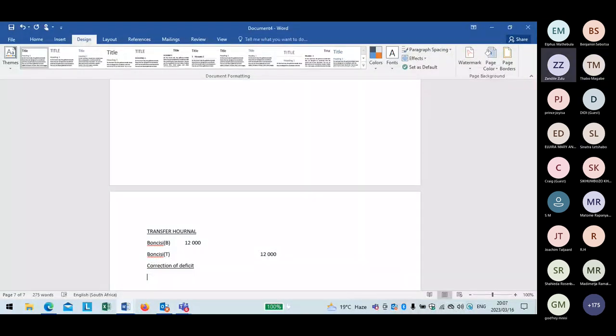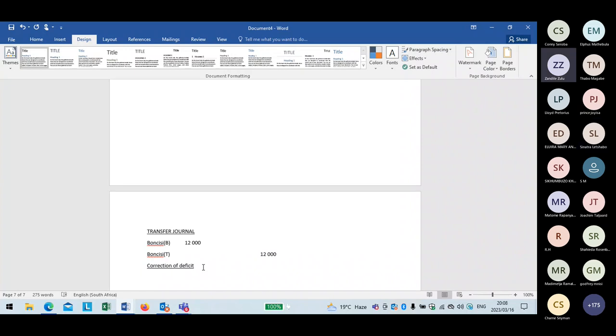By paying from your business account, through a transfer. And when you pay from the business account, which book will you use? Transfer journal. That's the cash book. Transfer journal. Can we now post to ledgers?